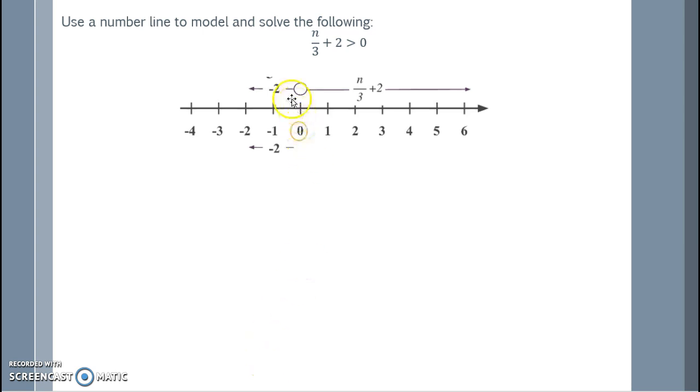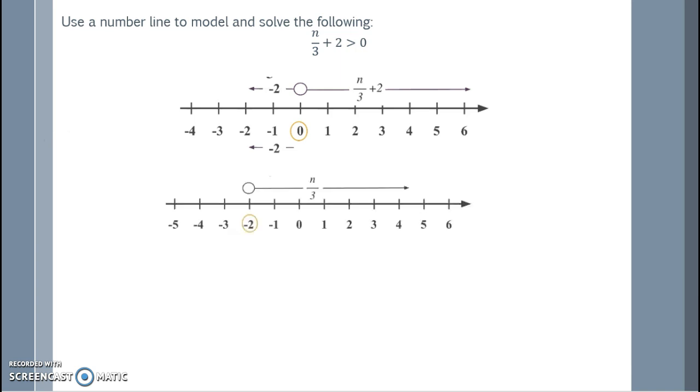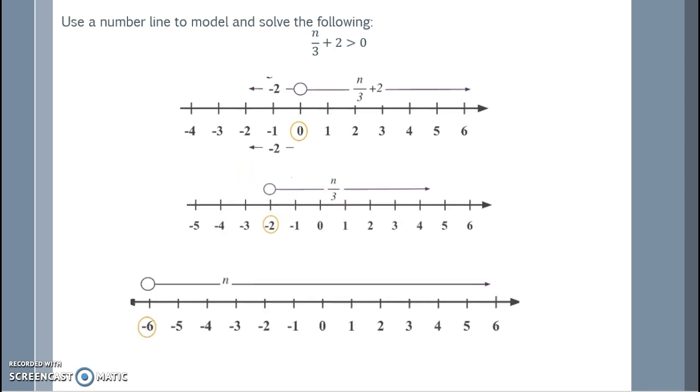So I'm going to move my dot to the left 2 so that we subtract 2. Now we're at negative 2. So n over 3 is greater than negative 2. But to get n by itself, we know we need to multiply both sides by 3. So if I multiply negative 2 by 3, we get to negative 6, but we're still moving in that direction. So n is greater than negative 6.